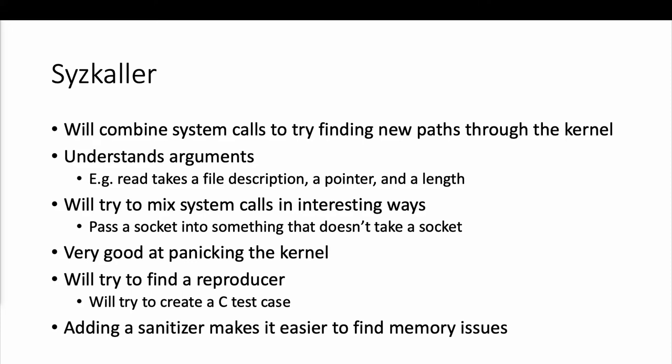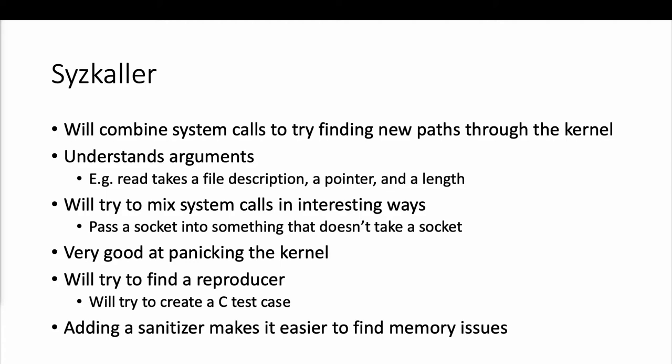It understands various arguments and how they relate to each other, and it will do things you don't expect. It will take a socket and then pass the value in, because that's a file descriptor. It will then pass it into something that definitely doesn't expect to ever be a socket passed in and see what happens. It will do so many different things that you don't expect, that is where your initial kernel crashes all happen. As I said earlier, it's very good at panicking the kernel.